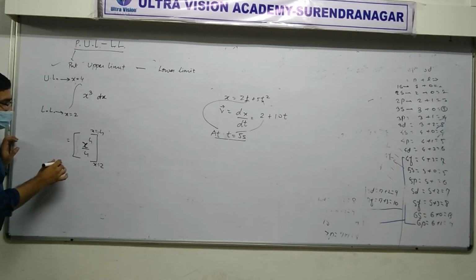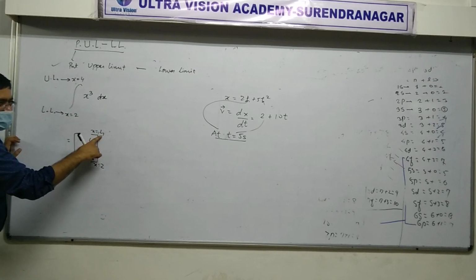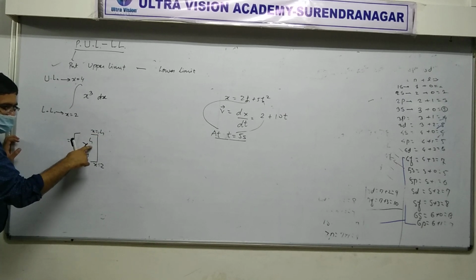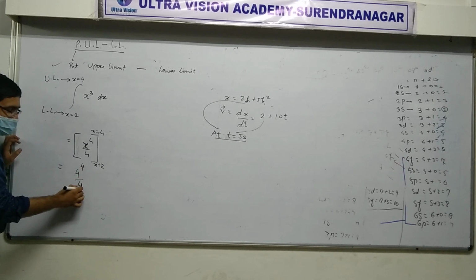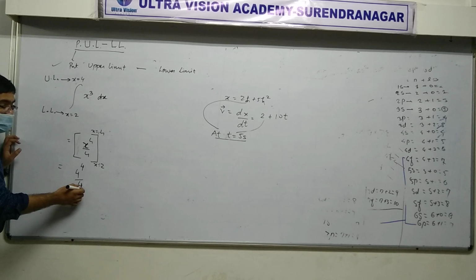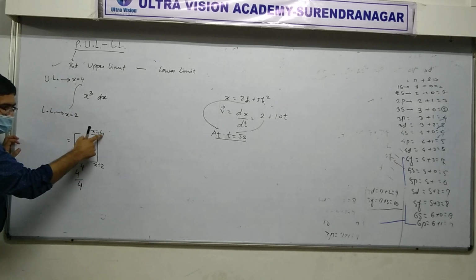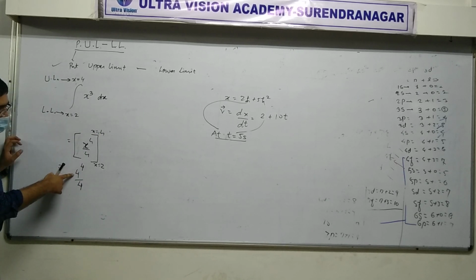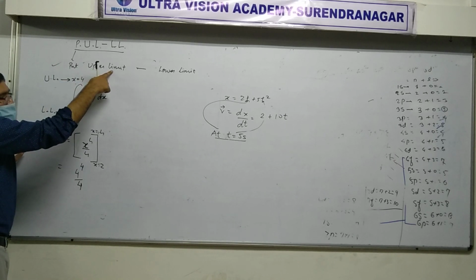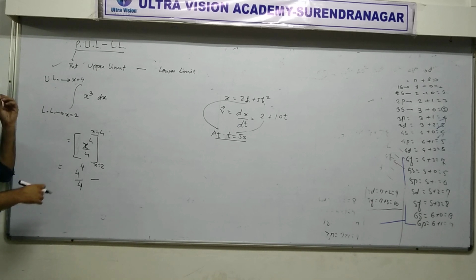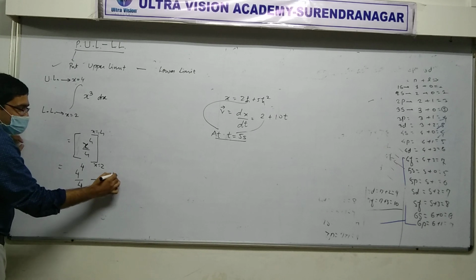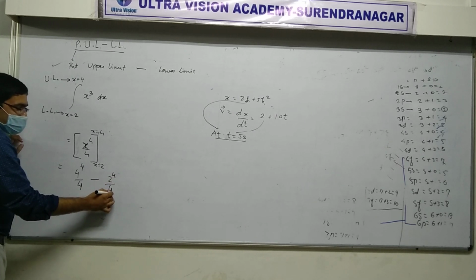First of all, put the upper limit. The upper limit is 4. X is equal to 4. I'll put it here. It's a coincidence that there are so many 4s. So 4 raised to 4 upon 4. Did you understand? Sure? This x, I put its value as 4. So the upper limit is done. Then what to write? Minus. Now you put the lower limit: 2 raised to 4 upon 4.